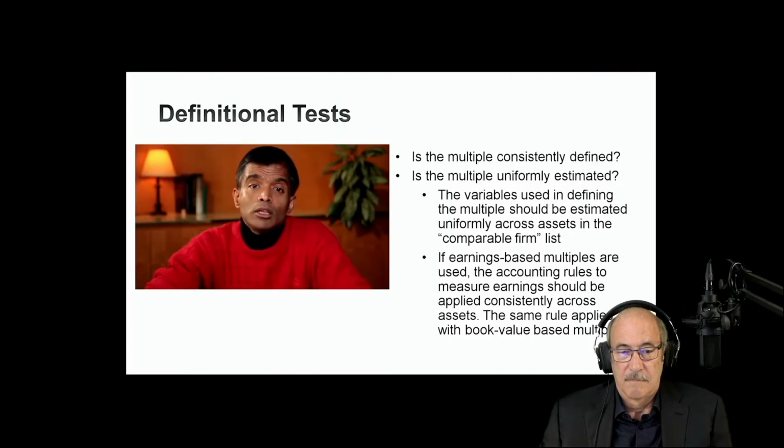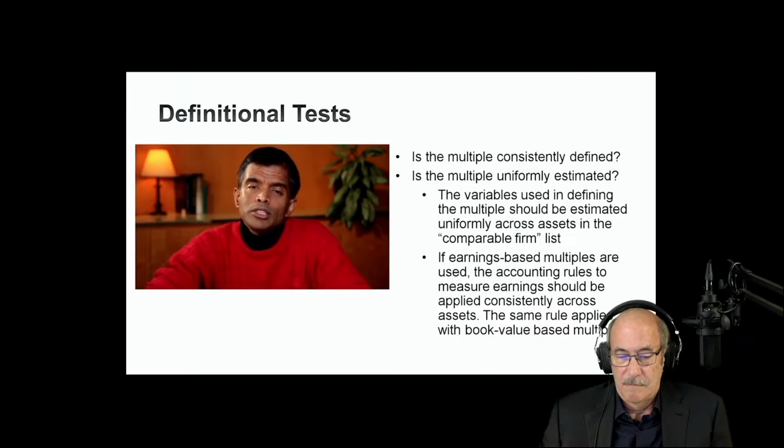Let's start with defining the multiple. When I look at a multiple, there are 2 basic questions I ask. The first question I ask is, is this multiple consistently defined? Let me explain. As I said, every multiple has a numerator and a denominator. If your numerator is an equity value, your denominator has to be an equity value as well. If your numerator is a firm or an enterprise value, your denominator has to be a firm or an enterprise value as well. You have no idea what I'm talking about, right?